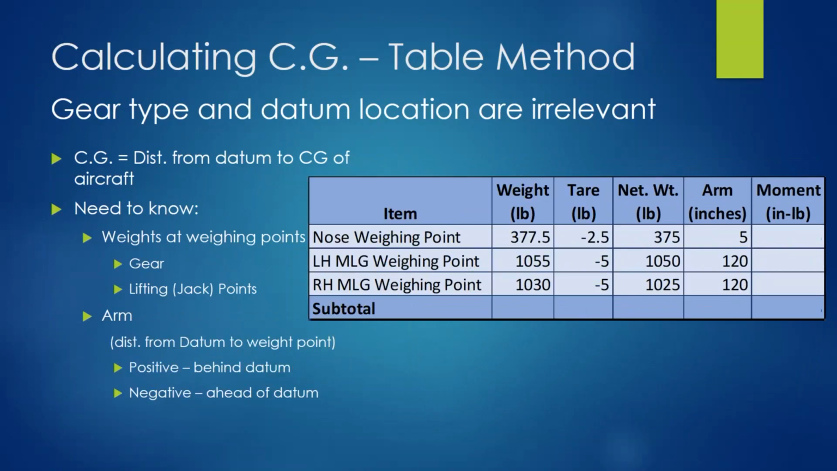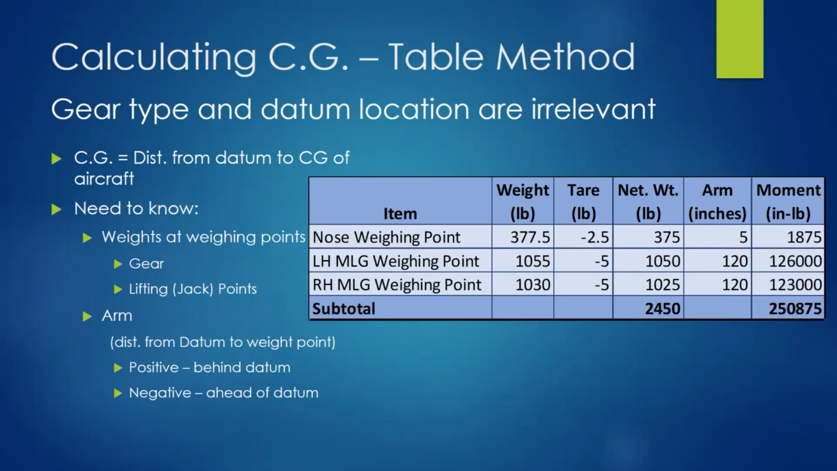And then the process works the same as before. We add up our net weights to get our empty weight. I always forget that part. And then we multiply our net weights times our arm to get our moments. Okay, so this is exactly the same as the table we did before, just pulling those tare weights, those chalks, removing the weight of the chalks before we calculate the CG.